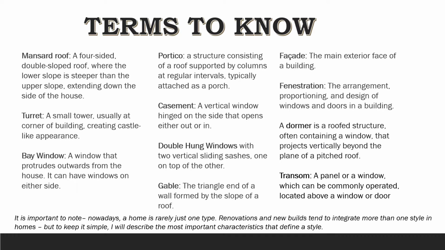A dormer is a roofed structure, often containing a window that projects vertically beyond the plane of the pitched roof. A lot of times, I think it kind of looks like the eyes of a house when they're right up on the top like that. And a transom is a panel or a window which can be commonly located above a window or a door. So you'll see those a lot of times in older homes.